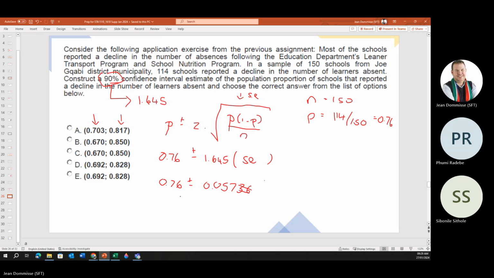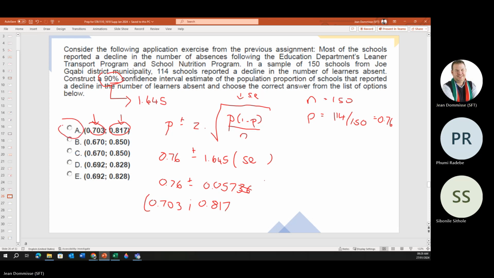So 0.76 plus that. On the top end, we're looking at 0.817. Okay, it's there. And then at the bottom end, if I subtract it, we're looking at 0.703. Okay, which is that one.